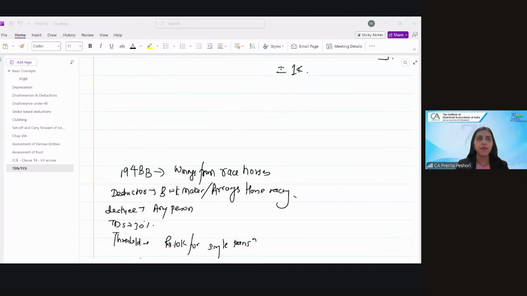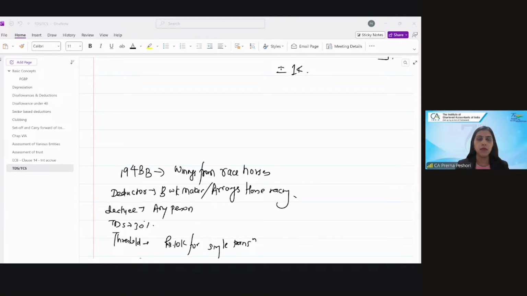If it is without consideration and if the value is greater than 50,000, then it is taxable under section 56(2)(x). And if it is inadequate consideration, then fair market value minus sale consideration, if greater than 50,000, the difference amount will be taxable under section 56(2)(x). And TDS under section 194S, 1% of the sum.